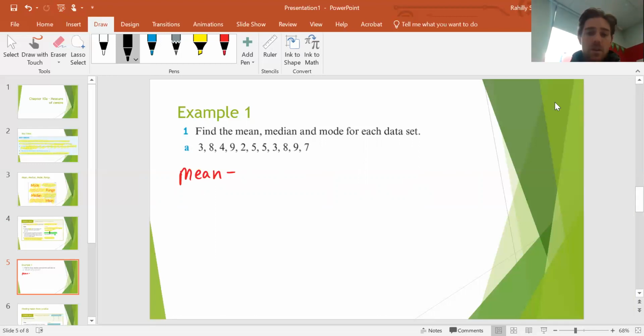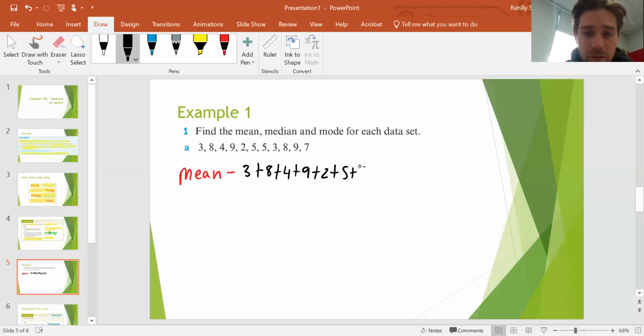Cool. So the mean, we're going to go 3 plus 8 plus 2 plus 5 plus 5 plus 3 plus 8 plus 7. So that equals 63.